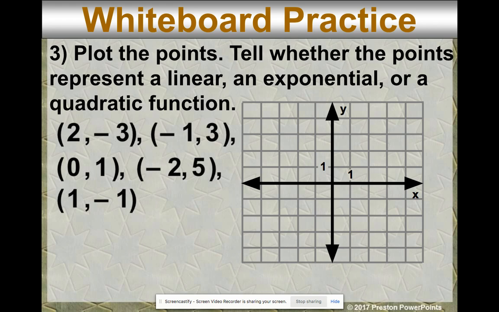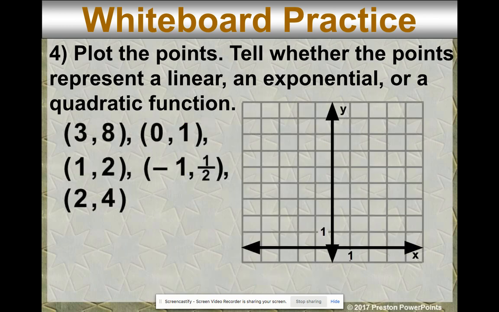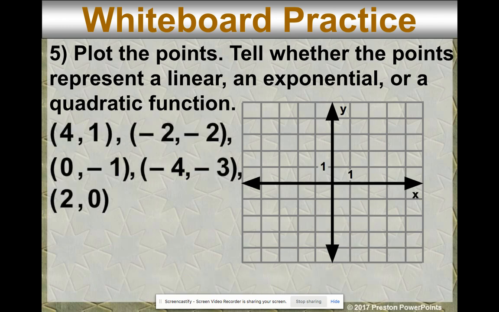Let's plot these points: (2, -3), (-1, 3), (0, 1), (-2, 5), and (1, -1). I'm hoping you're looking at this and seeing that we're getting a straight line, which means it's going to be a linear function. And then the last one here, let's plot these: (3, 8), (0, 1), (1, 2), (-1, 1/2), and (2, 4). Because we're going to get a slight curve in our graph here, we are actually looking at an exponential, okay?